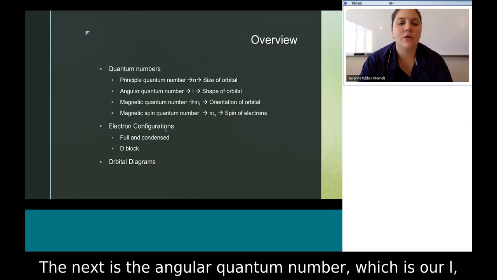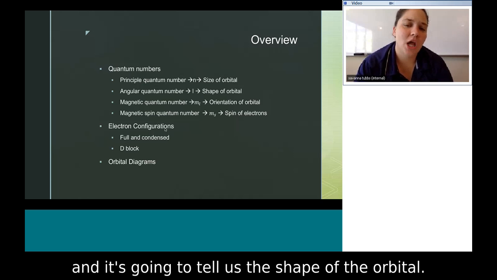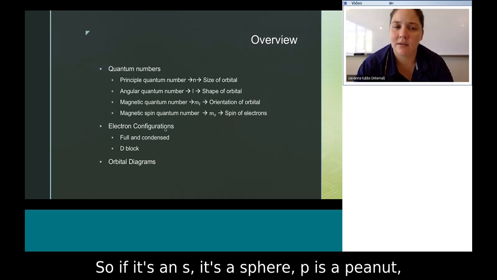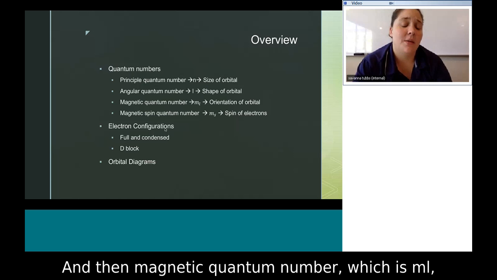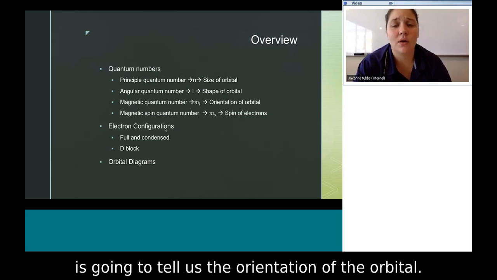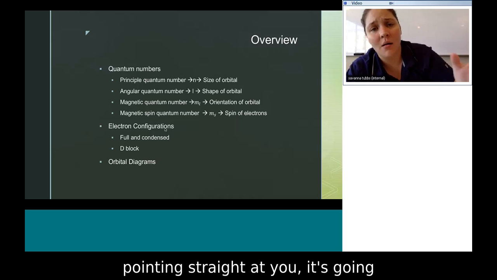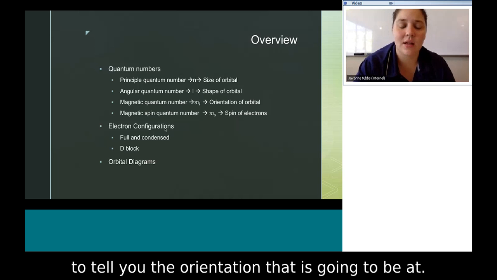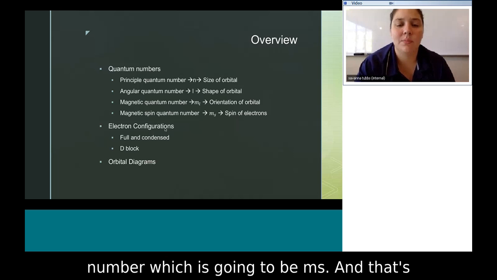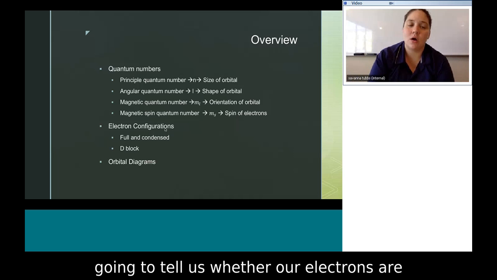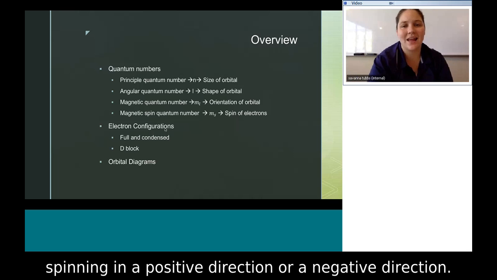The next is the angular quantum number, which is our l, and it's going to tell us the shape of the orbital. So if it's an s, it's a sphere, p, it's a peanut, d, it's a double peanut, and then f is a flower or a jack. And then magnetic quantum number, which is ml, is going to tell us the orientation of the orbital. So whether it's up and down, side to side, pointing straight at you, it's going to tell you the orientation that it's going to be at. And then finally, we have magnetic spin quantum number, which is going to be ms, and that's going to tell us whether our electrons are spinning in a positive direction or a negative direction.